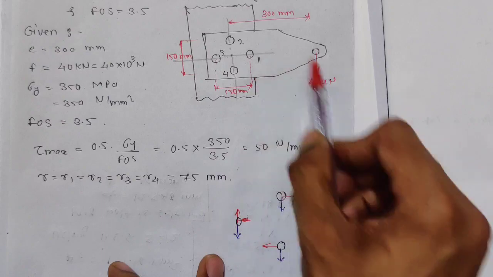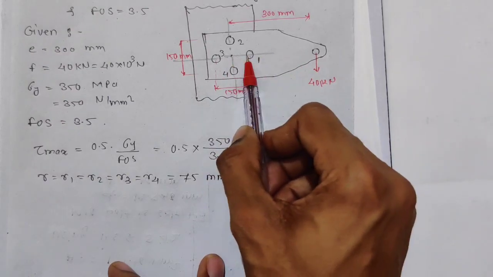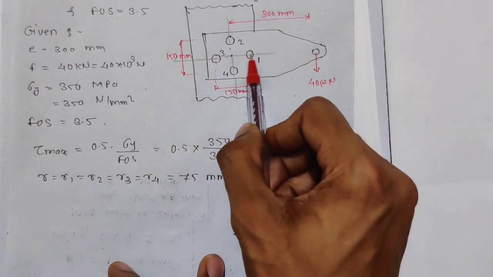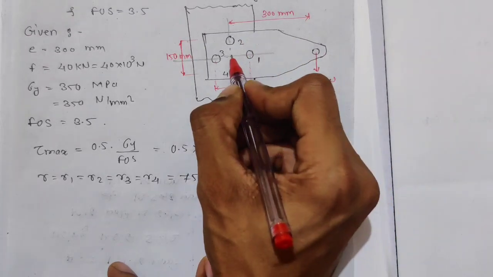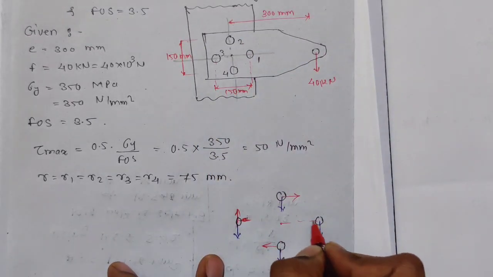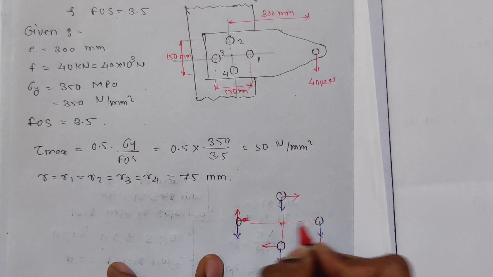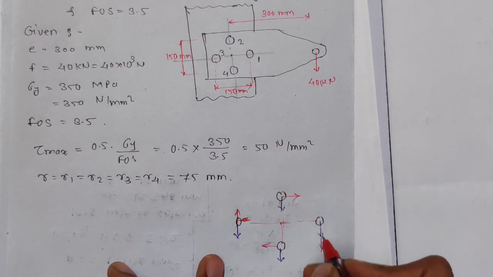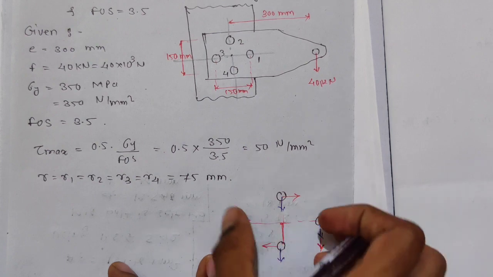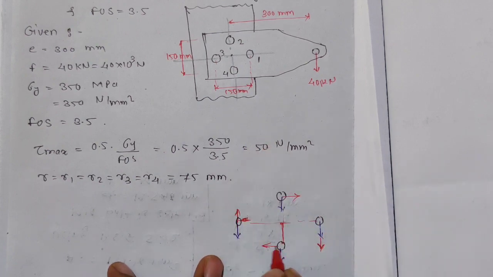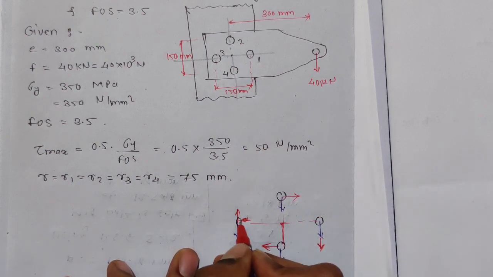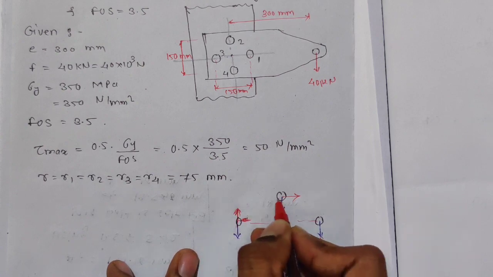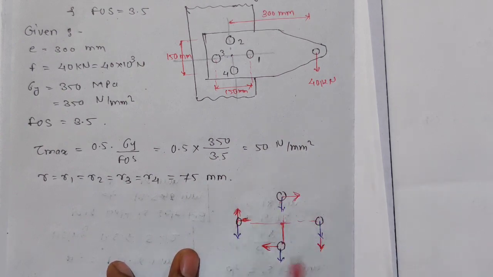And the secondary load acts perpendicular to the radius, in the direction of the load. So this is the radius, and perpendicular to it, in the direction of the load, you will get this. Perpendicular in the direction of the load, this. Perpendicular in the direction of the load, this. So this is the secondary load.